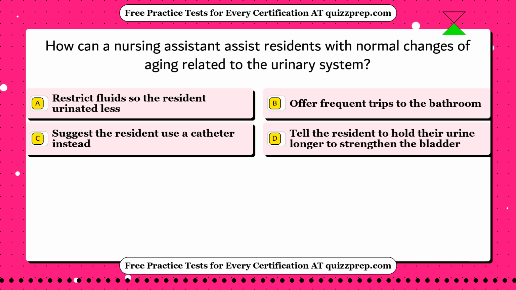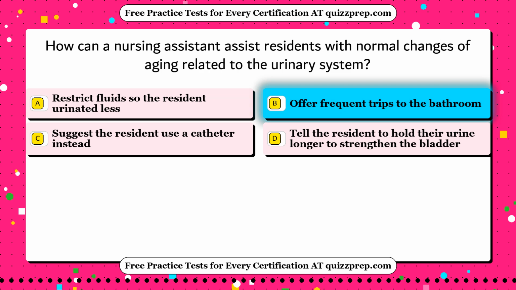Question 93. How can a nursing assistant assist residents with normal changes of aging related to the urinary system? Option A, restrict fluids so the resident urinated less. Option B, offer frequent trips to the bathroom. Option C, suggest the resident use a catheter instead. Option D, tell the resident to hold their urine longer to strengthen the bladder.